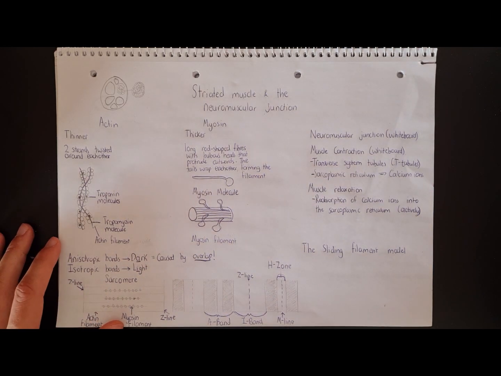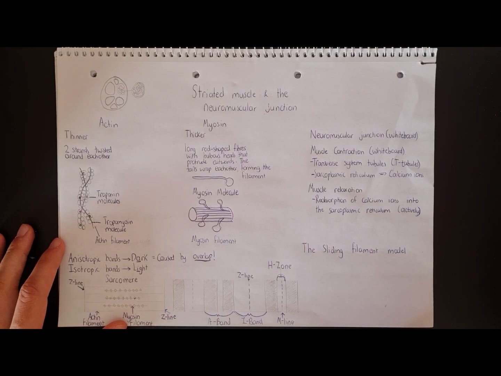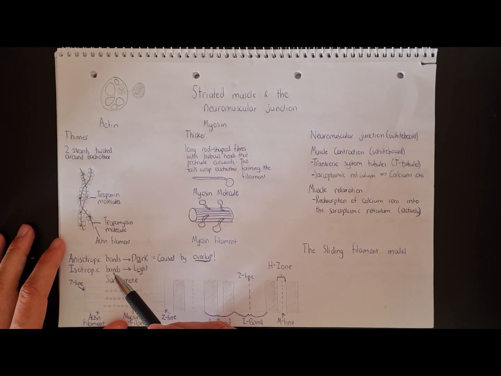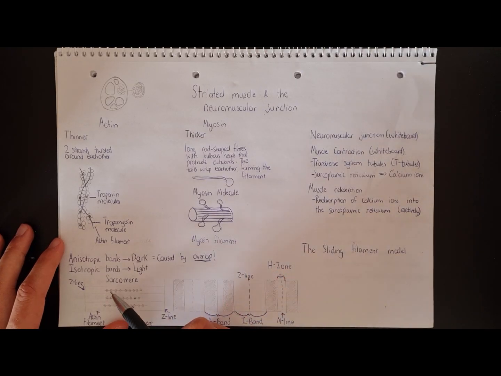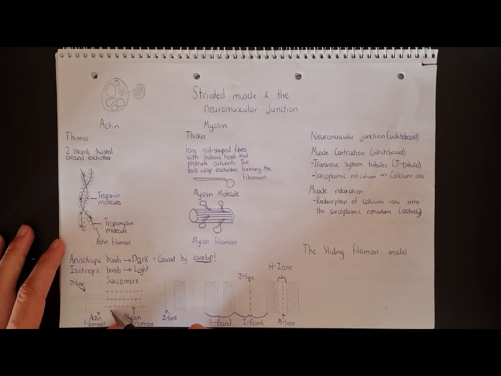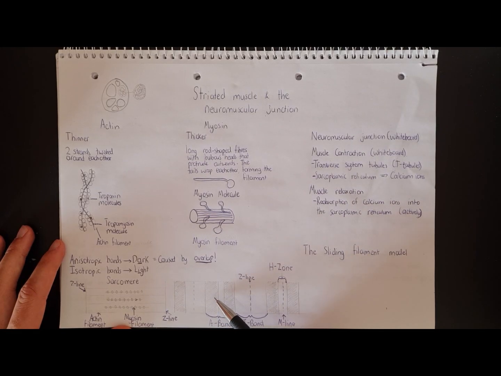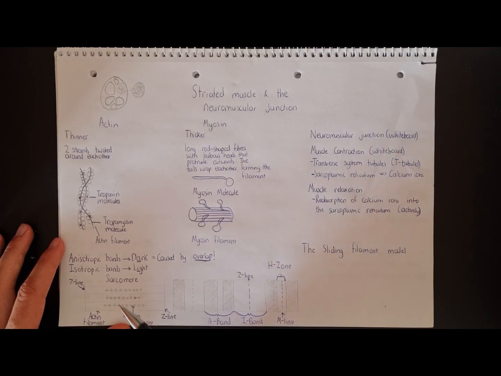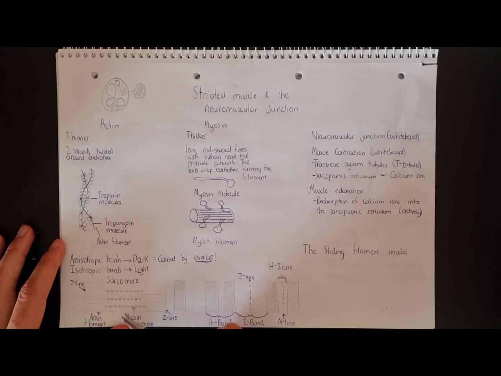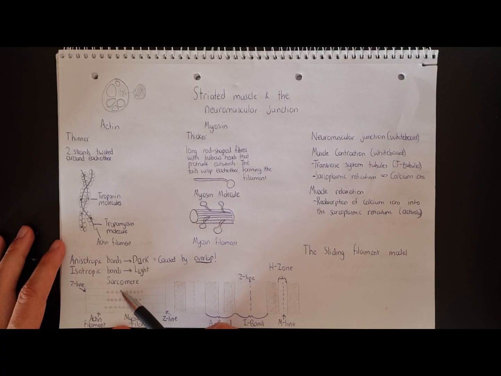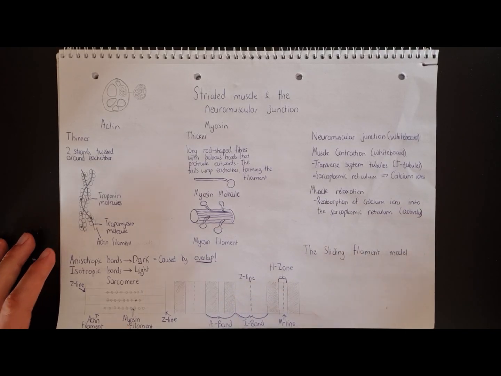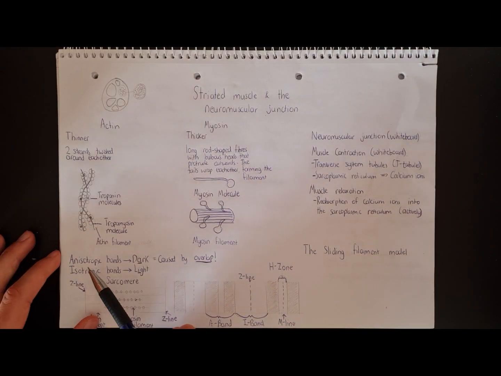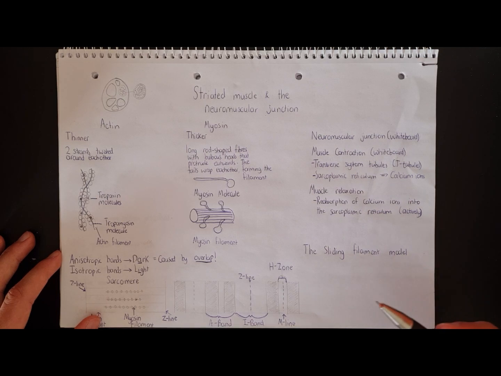Now, I really want to make it understood that the anisotropic bands are dark because of overlap. Okay, we see that there is overlap between the filaments here, and so it is a dark color. Here, there is no overlap. Despite it being myosin only in this region, it is light colored. Okay, now I want to make sure, because in isotropic bands, we only have actin.